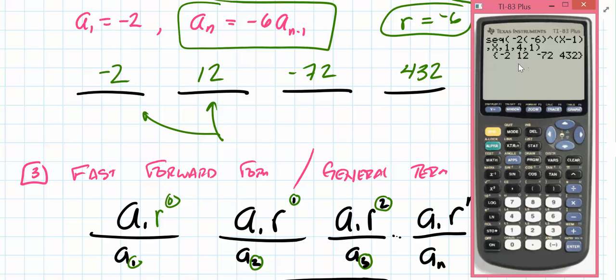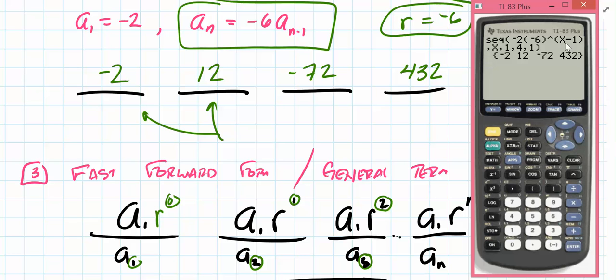So we can use our calculator, and we can use this general term formula to get this sequence, -2, 12, -72, 432. I plugged in the very first term, which was -2, times our ratio of -6 to the power of x minus 1. That's our general term sequence. Our variable was x. We started at 1, went to the first 4 terms, and went by 1s. And notice that the calculator gave us the exact same sequence that we got when we did it ourselves. You guys on board with that? It's an easy way to check to make sure you're plugging in the right sequence.